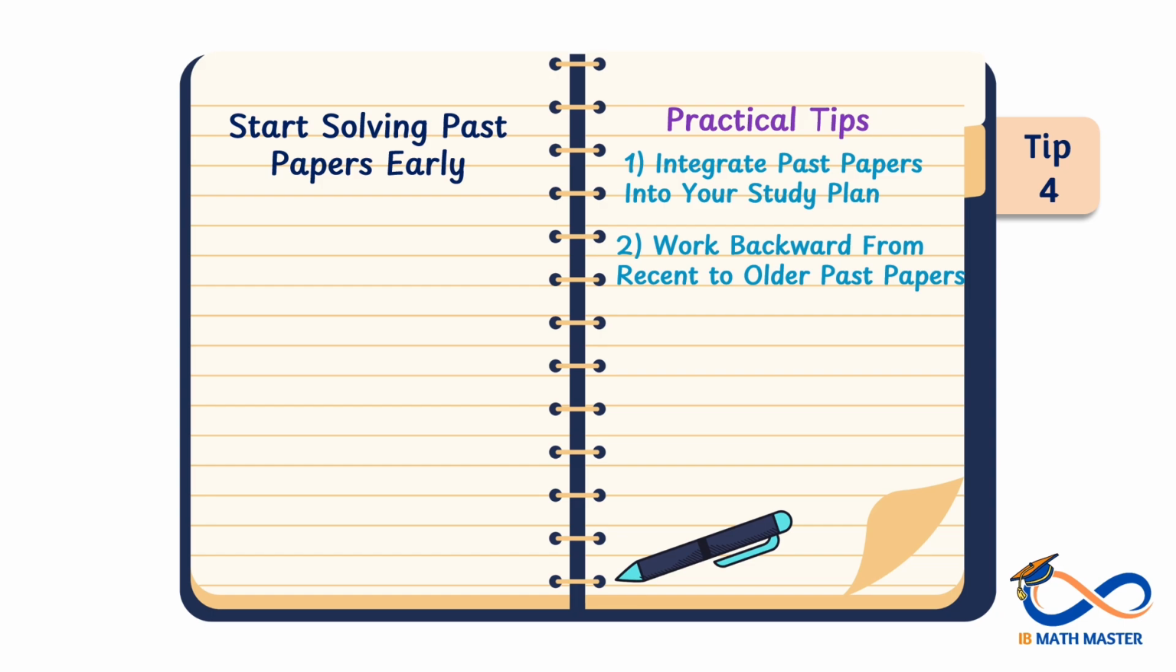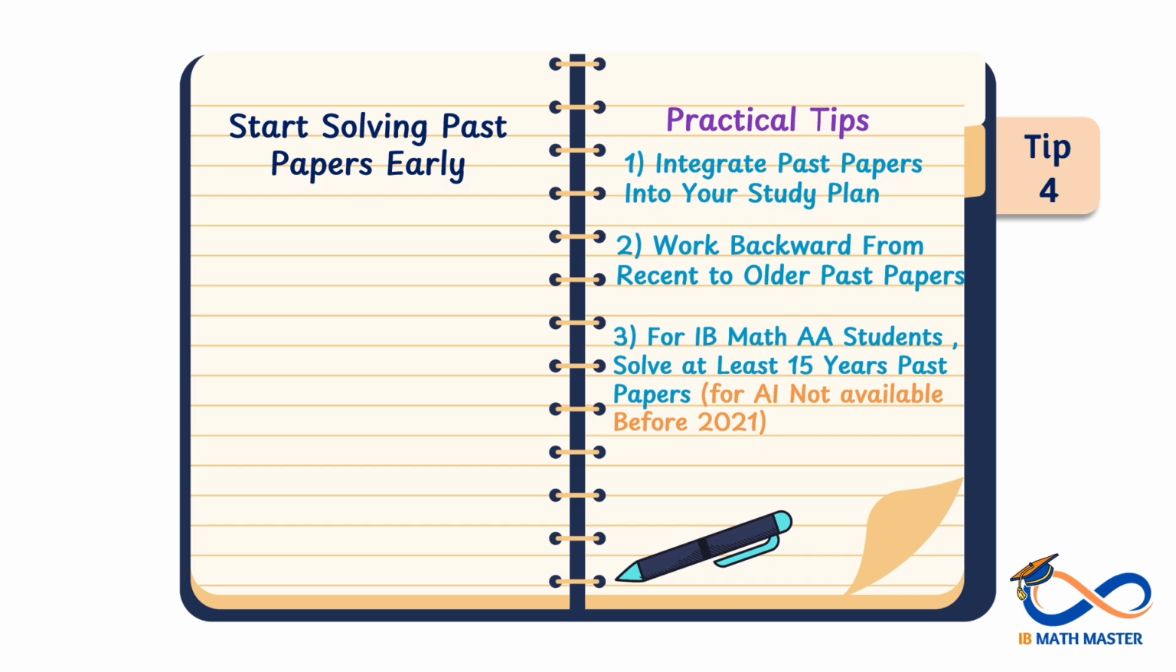Start with the most recent past papers and work backward. Older papers are still very useful, but you should start with the most recent past papers and work your way backward to ensure you are familiar with the current question style. For IB Math AA students only, solve at least 15 years of past papers and make sure to skip the few questions that are not in the current syllabus anymore.